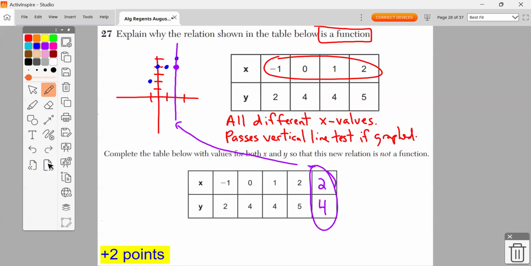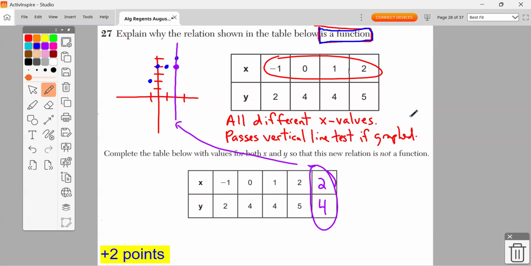In question number 27, another 2-credit question, 1 point for the top part, 1 point for the bottom part. Explain why the relation shown in the table is a function. It tells you it is a function. This is not one of those questions where it asks, is it a function, yes or no? It's telling you it is a function. They want to know why it is.